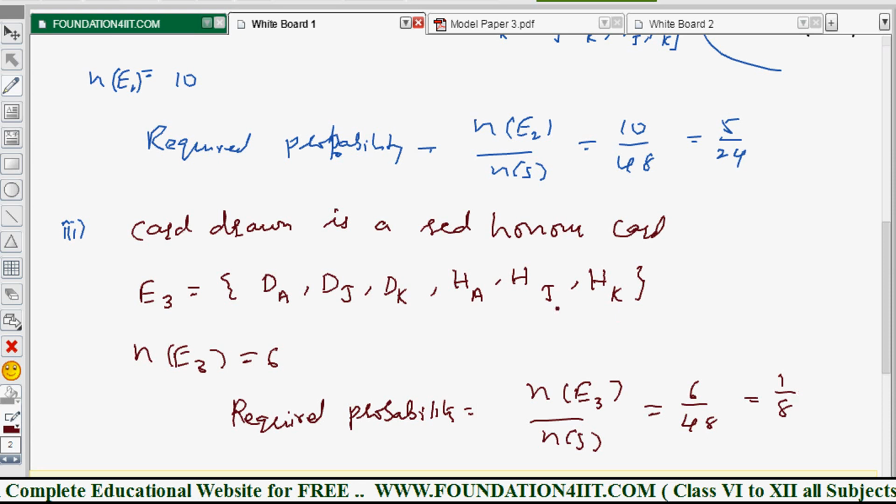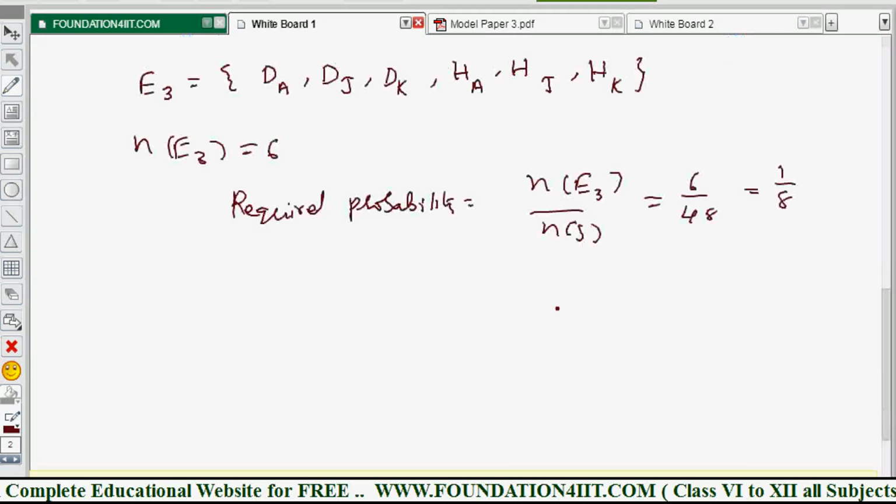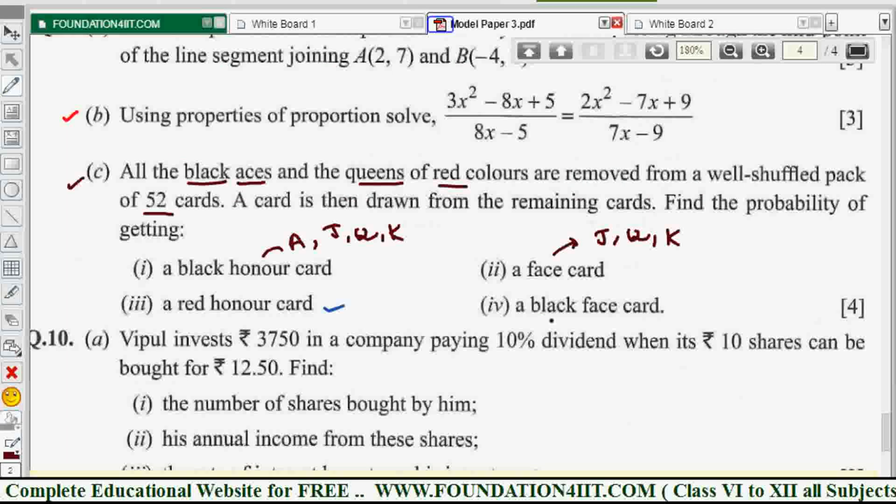Okay. And the remaining, next question. Fourth, they asked for black color face cards. We have a total of 12 face cards, right? In this, black is divided by 2, meaning 6. So 6 black face cards. In that, the black aces are removed, but ace is not a face card. So out of all these, only the 6 you can take as E4. Then 6 by 48.